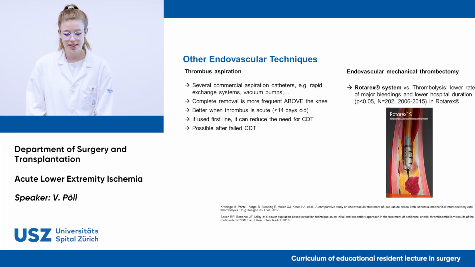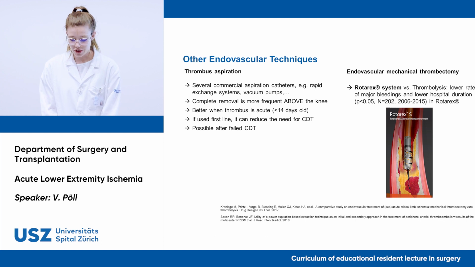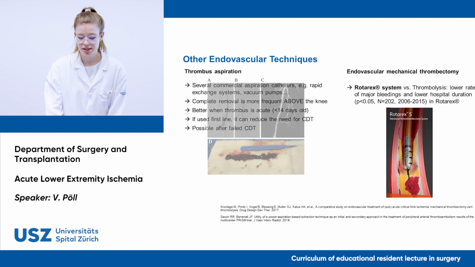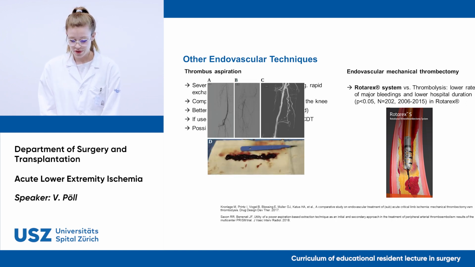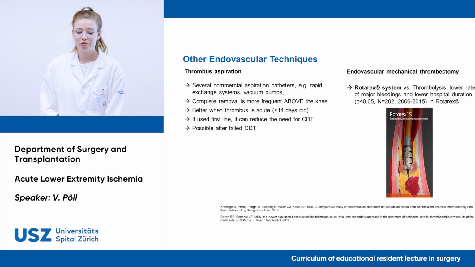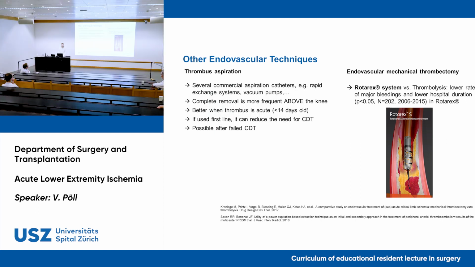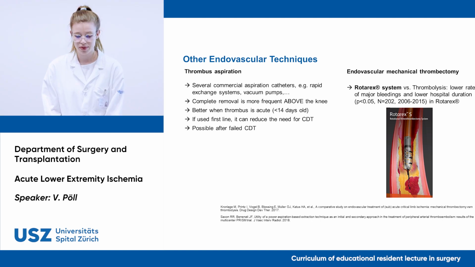Let's see other endovascular techniques. So the goal of other endovascular techniques is to restore blood flow in the ischemic limb. And on pictures A and B, we can observe the treatment of a femoropopliteal stent occlusion, and on picture D, we can see the extracted full-length thrombus removed by thrombus aspiration. There are several commercial aspiration catheters available, for example, rapid exchange systems that are also used in coronary arteries, or vacuum pumps.